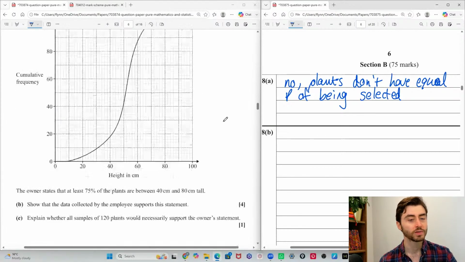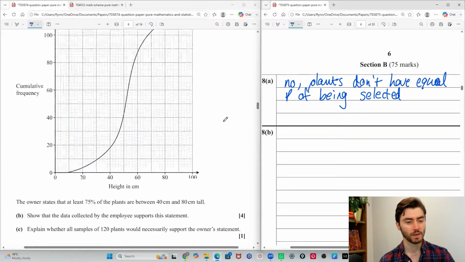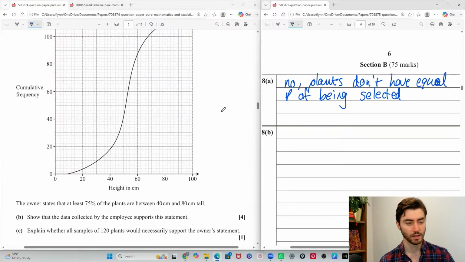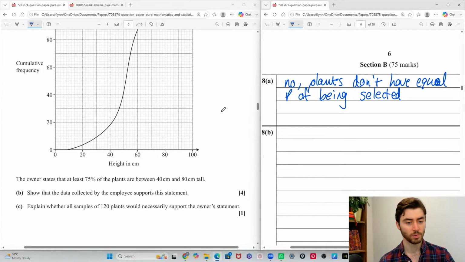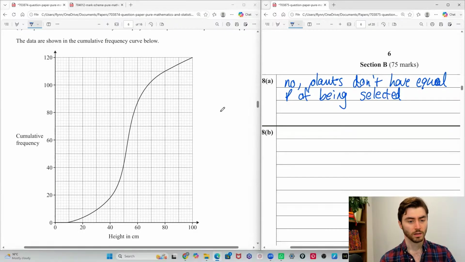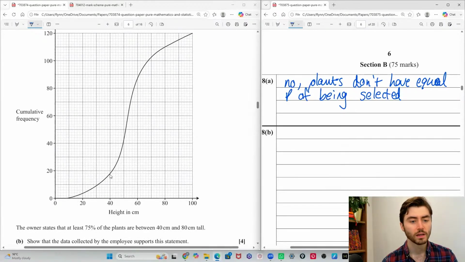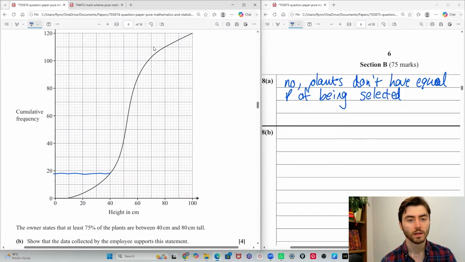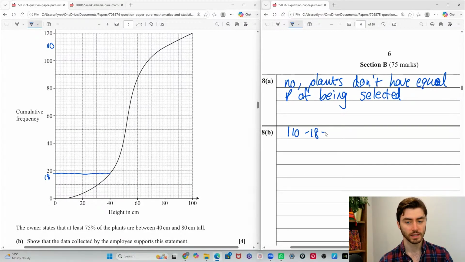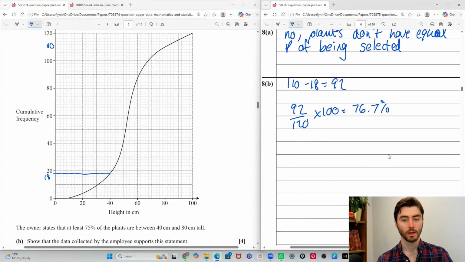So data is shown in the cumulative frequency. The owner states that at least 75% are between 40 and 80. Show that the data supports the statement. So between 40 and 80, that looks to be 18, and that looks to be 110. So 110 minus 18, I can't be bothered, is 92. 92 out of 120 times 100 is 76.7%. And because 76.7 is bigger than 75, then it is true.